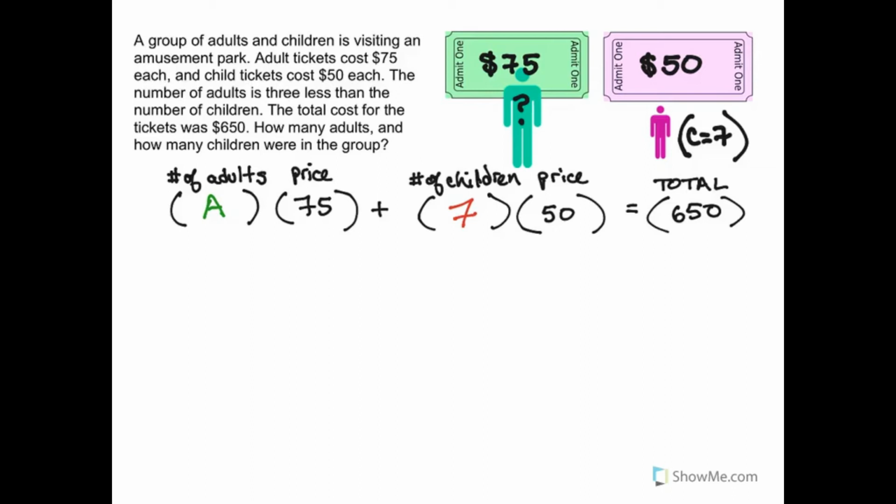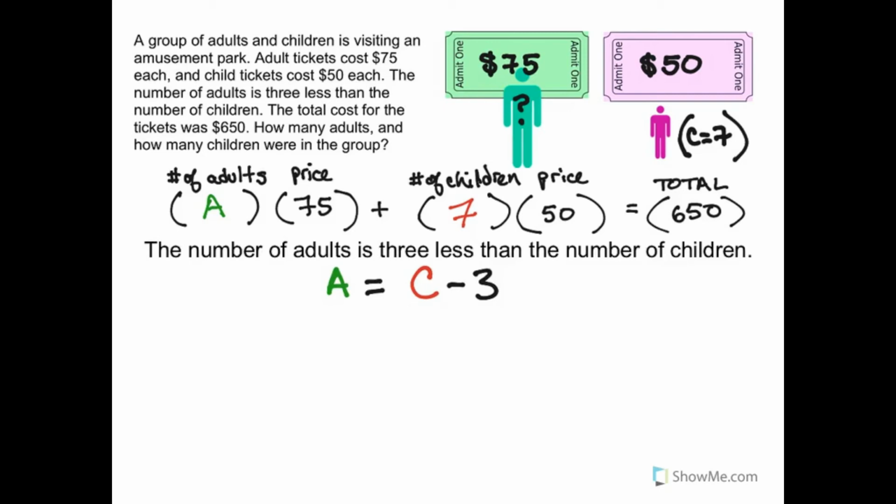Now let's go back to the original problem. I know the number of children. It's 7. But I don't yet know the number of adults, and that's part of the question. So if I look at that original equation, I can fill in the 7 for the children, but I still don't know A. But remember, I have a relationship between the number of adults and children. It's 3 less than the number of children. So if the number of children is 7, 7 minus 3 is 4. Now I know that the number of adults is 4.